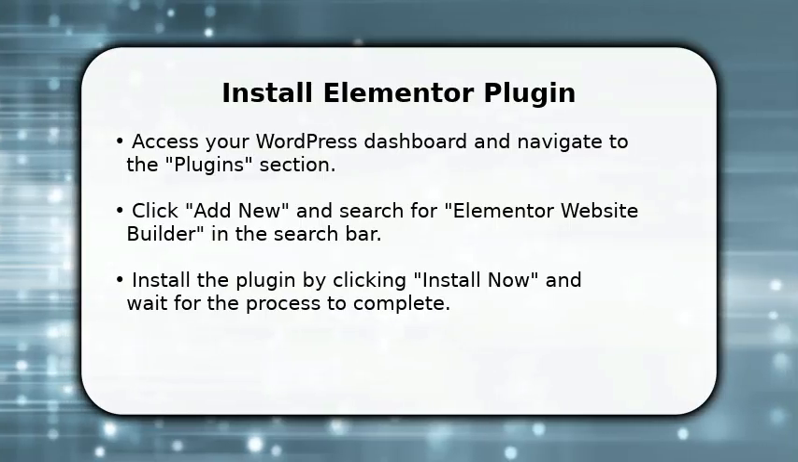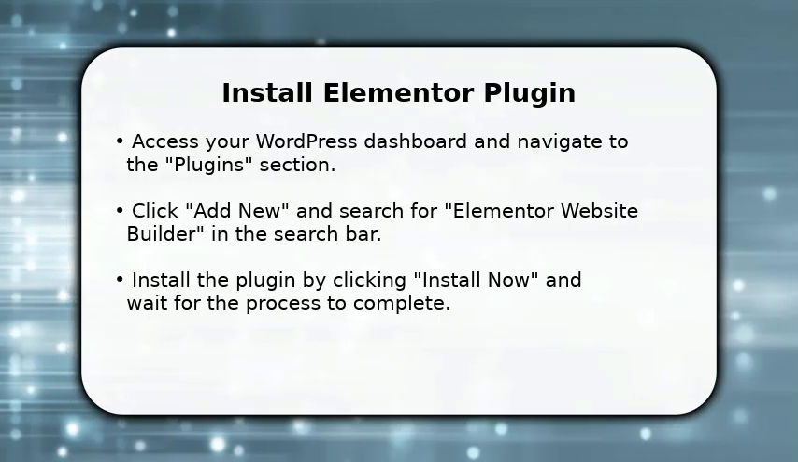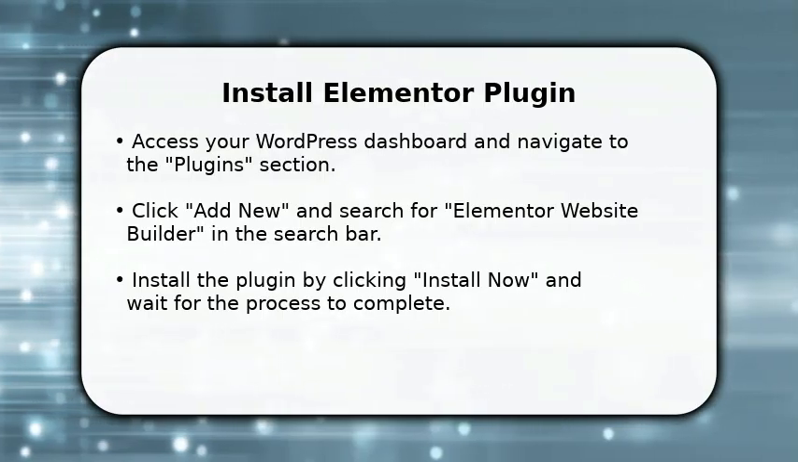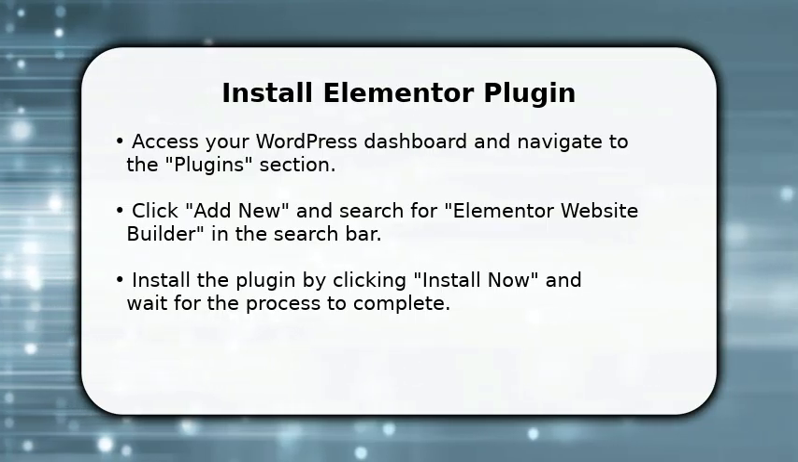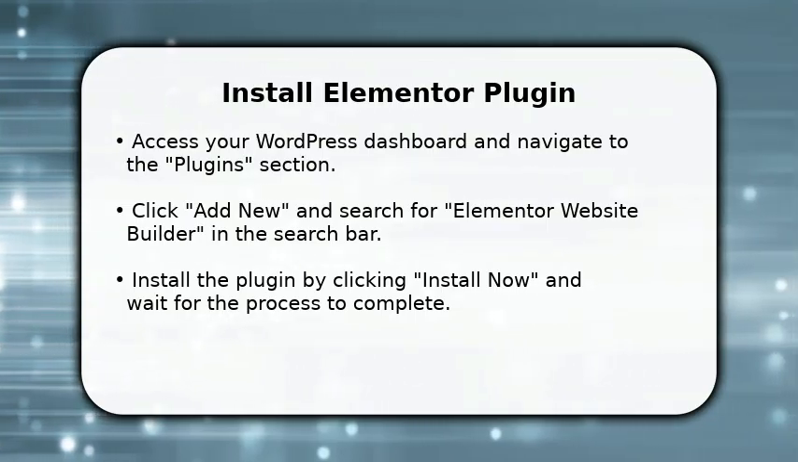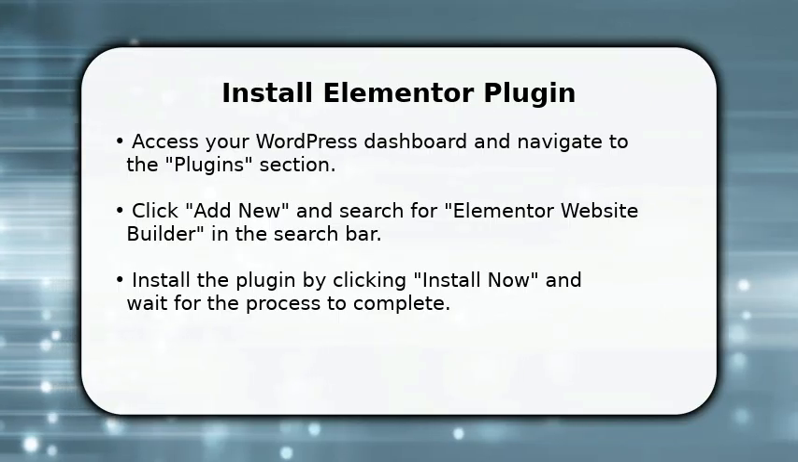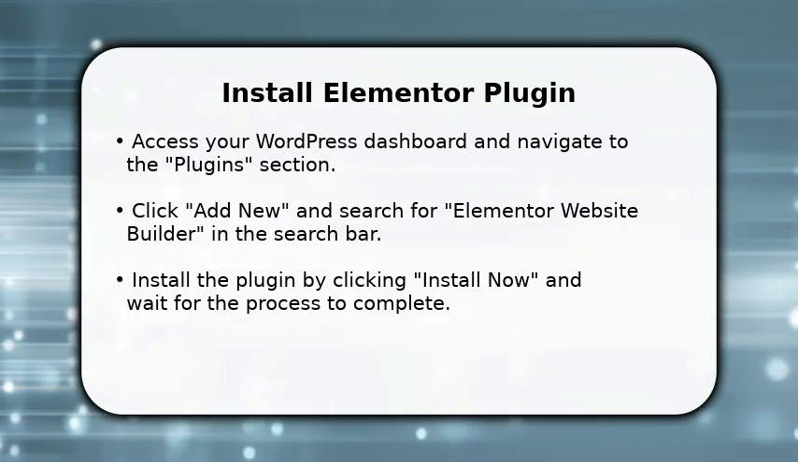In this video, I will show how to connect WordPress to Elementor. First, log into your WordPress dashboard. On the left-hand menu, find Plugins and click Add New. In the search bar, type Elementor Website Builder. Once you locate it, click the Install Now button.